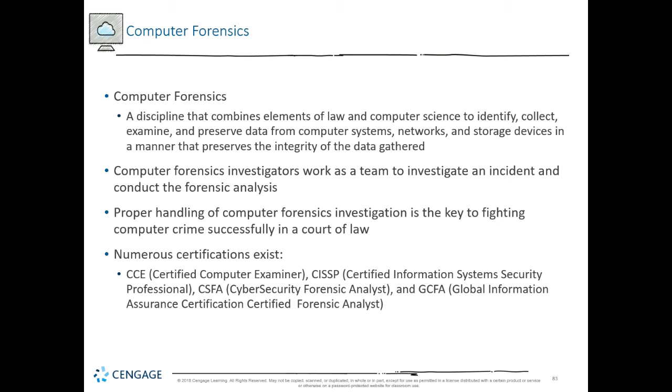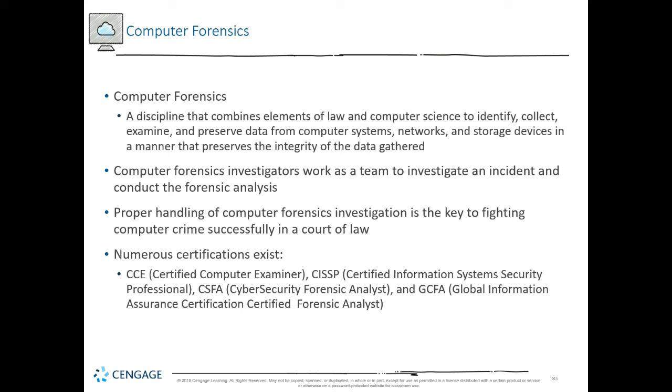Computer forensics is a discipline that combines elements of law and computer science to identify, collect, examine, and preserve data from computer systems, networks, and storage devices in a manner that preserves the integrity of the data collected. Computer forensic investigators work as a team to investigate the incident and conduct forensic analysis. Proper handling of a computer forensics investigation is key to fighting computer crime successfully in court.